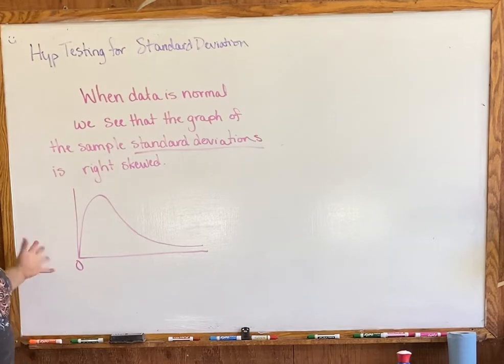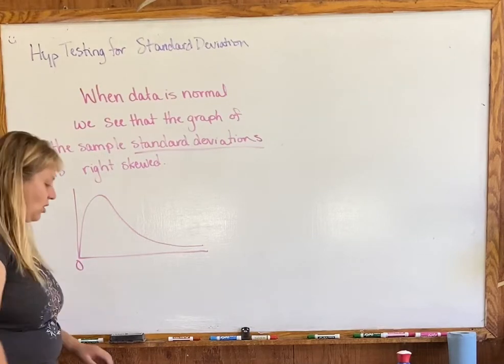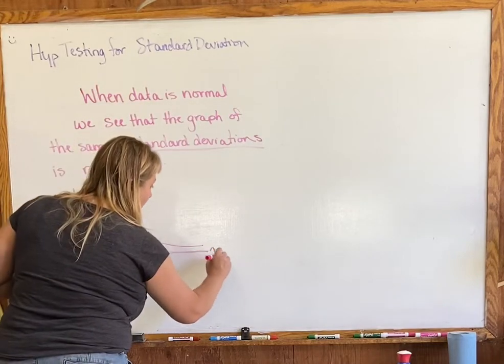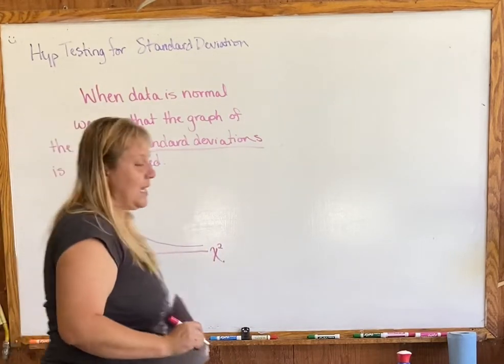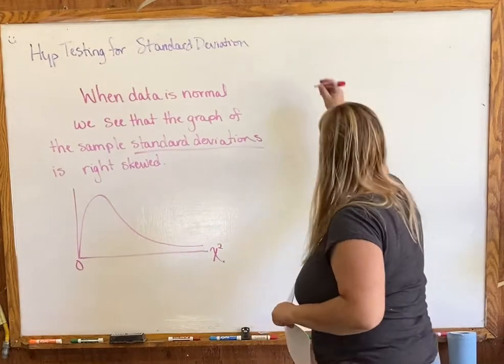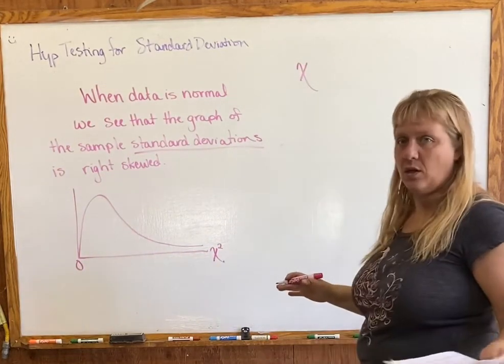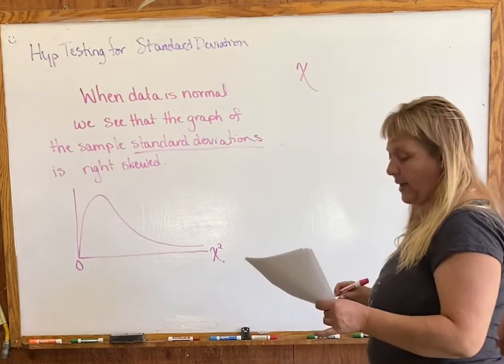Okay? Now, this is a new graph for us. It says the data is normal, but this is definitely not the bell-shaped curve. So we're not dealing with z-scores here. We're not dealing with t-scores here. This is a new graph. And this guy is called the chi-square distribution. Okay, so I'm going to label it there. Chi, the Greek letter chi, looks like a capital X with a curly tail on it, not just being cutesy.